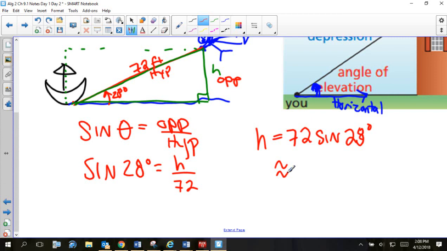Next, number 4. 33.80. And then that is in what unit? Feet. All right, last one. We got to draw a picture.